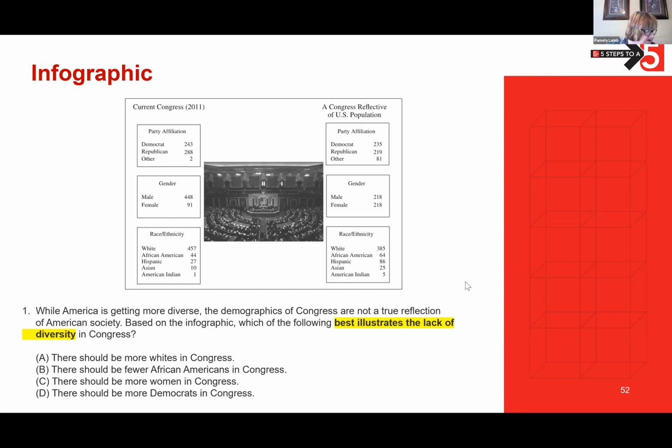Should there be more whites in Congress? Should there be fewer African Americans in Congress? Should there be more women in Congress? Or should there be more Democrats in Congress? If this is the population on the right-hand side, this would be reflective of the population, and then look at where we are. So there should be more women, definitely should be more women. Half the population of Congress would be women if it was reflective of American society.